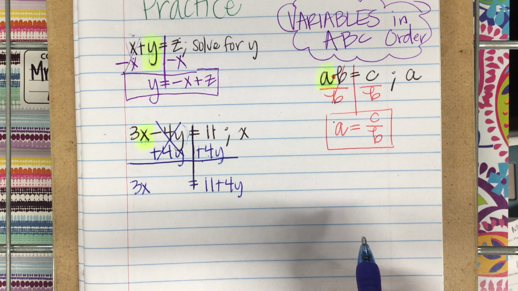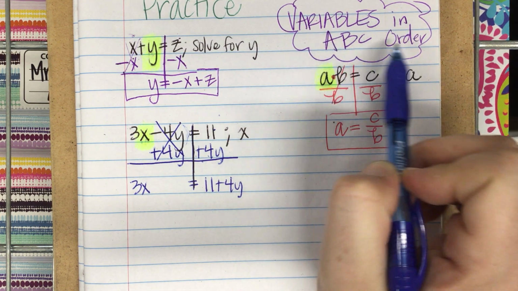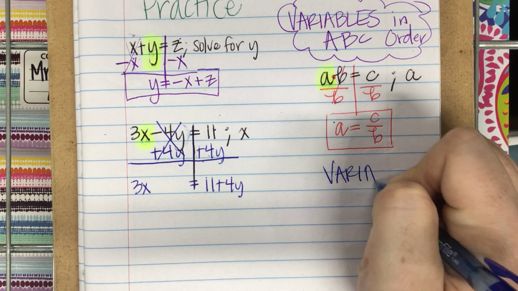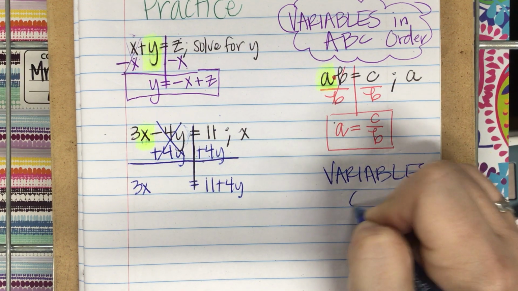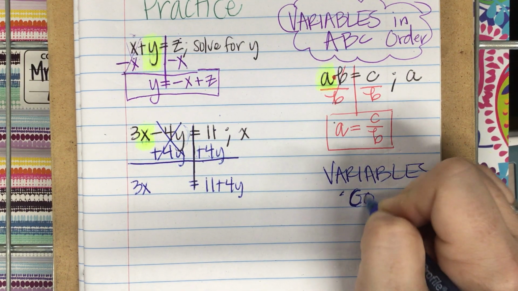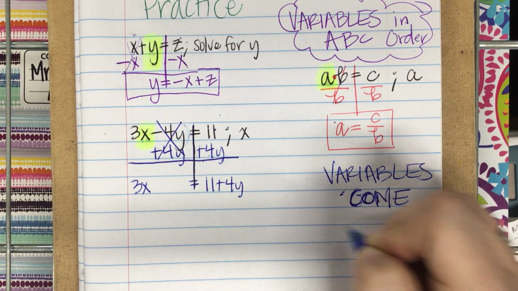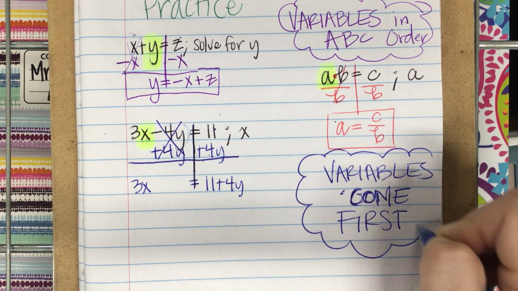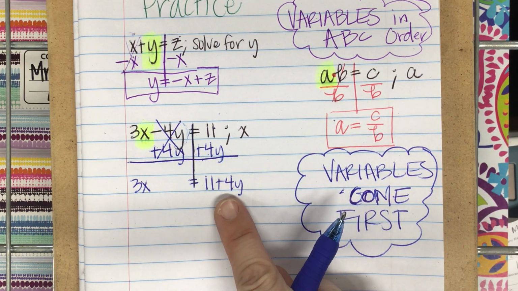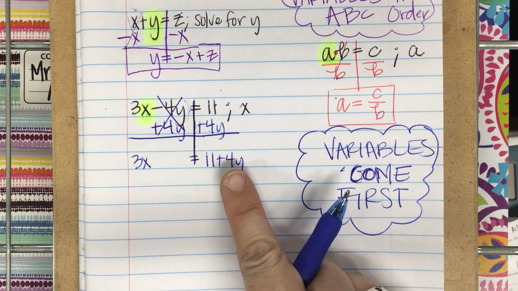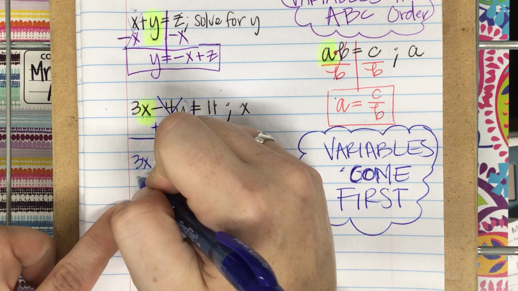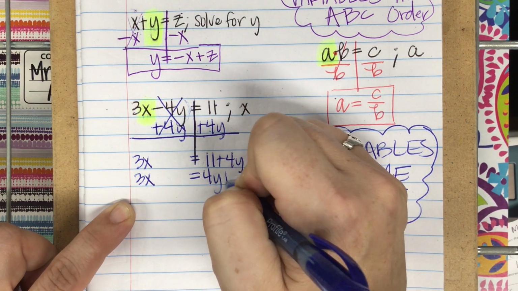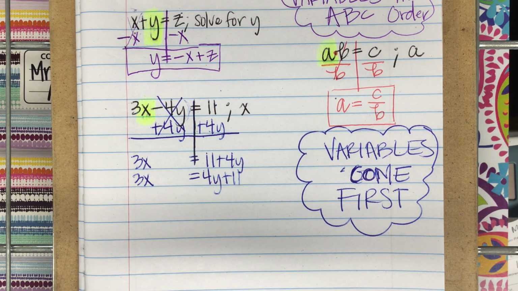Now I will also tell you this. Variables should be in ABC order. And variables come first. So instead of writing 11 plus 4y, I want to write 3x equals 4y plus 11. You should put your variables first.